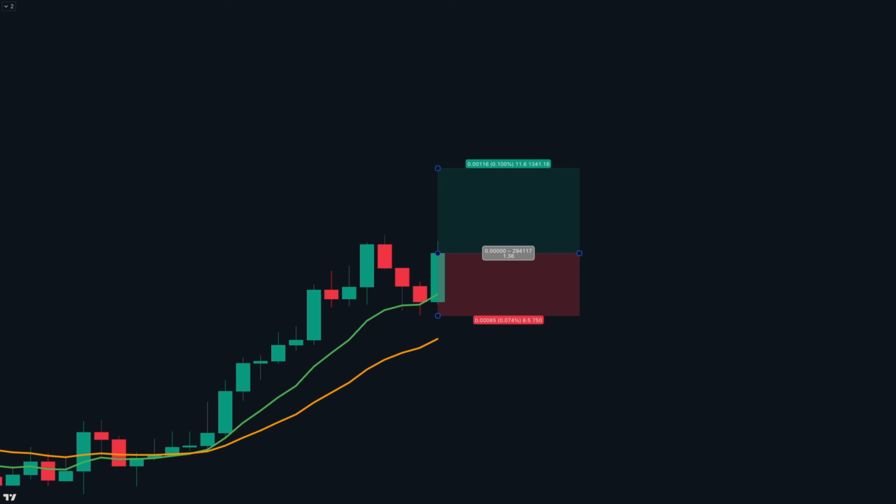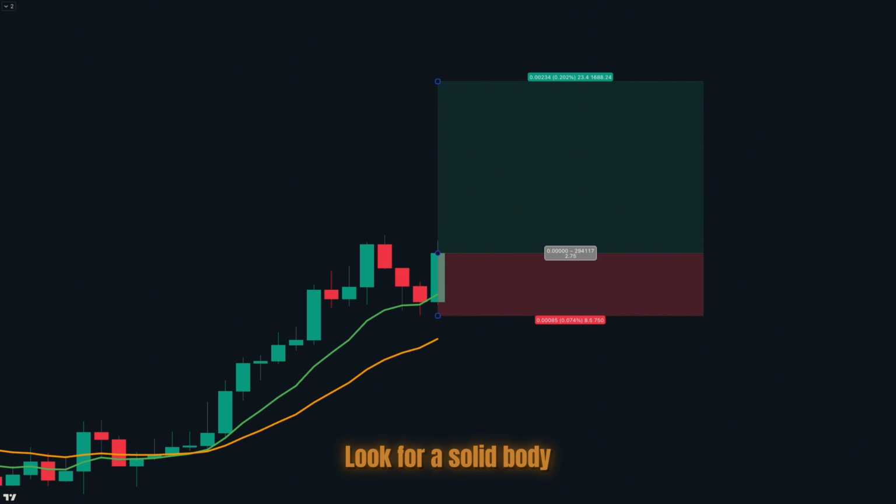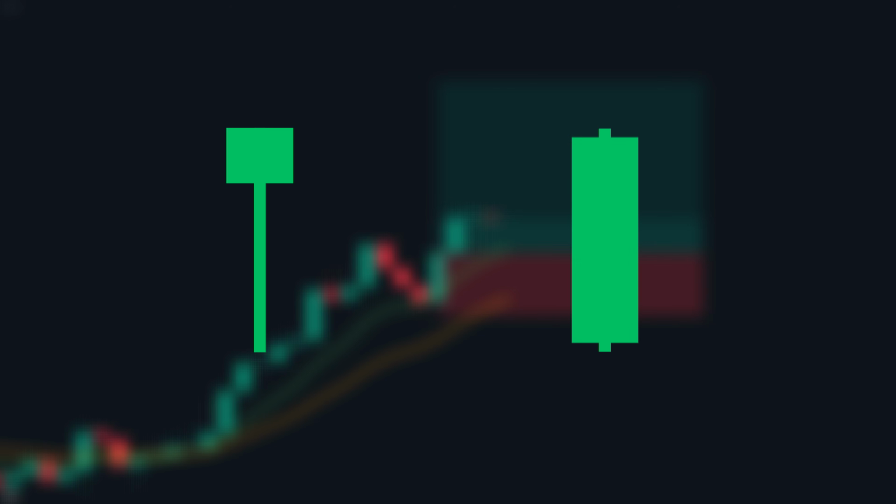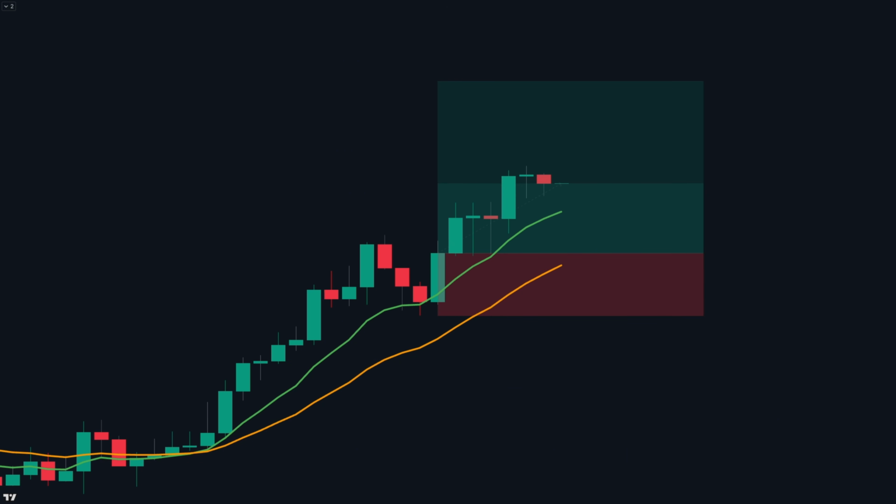This candle needs to be strong. It needs to show conviction. Look for a solid body. Small wicks are fine, but avoid candles with long wicks on both sides. That's indecision, and indecision doesn't give you an edge. Preferably, you want something like a hammer, or an engulfing candle, or just a strong bullish close that tells you buyers are back in control.